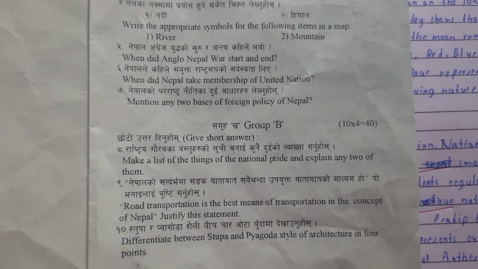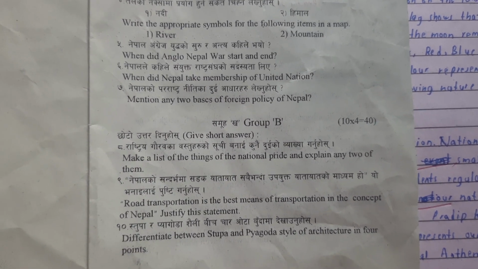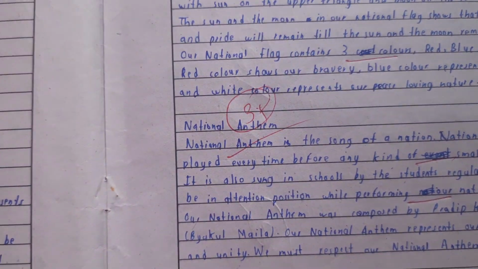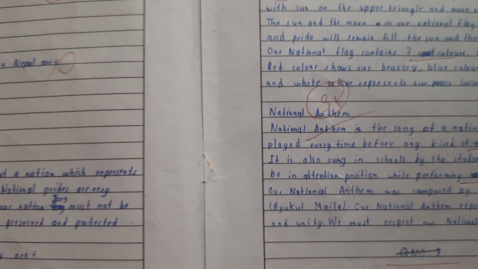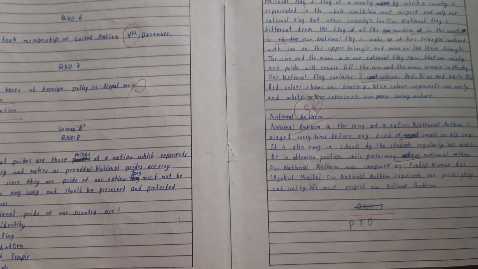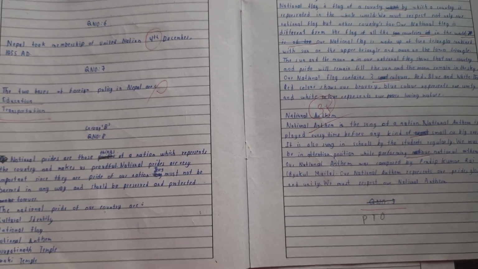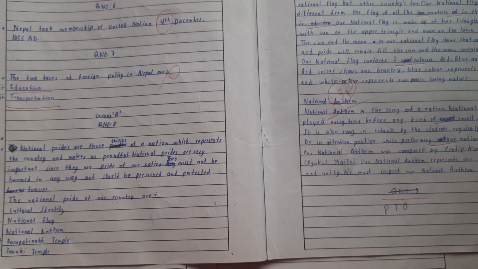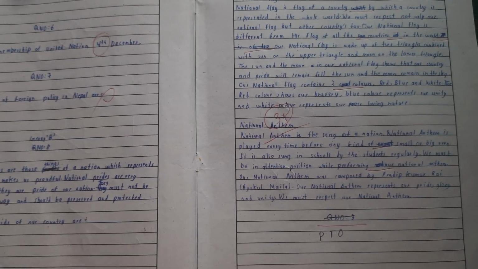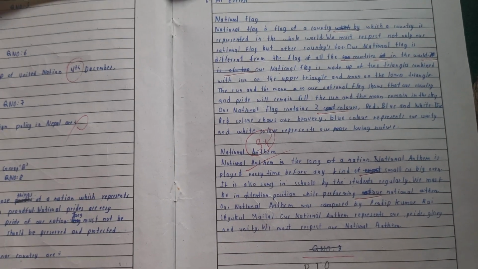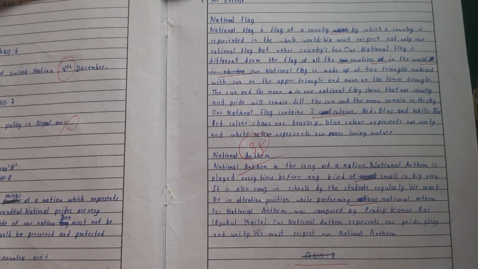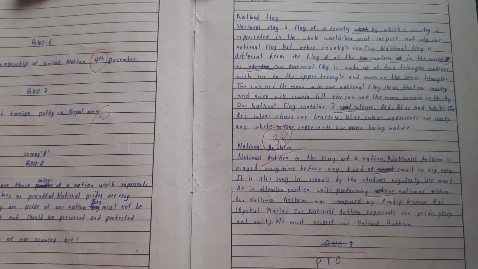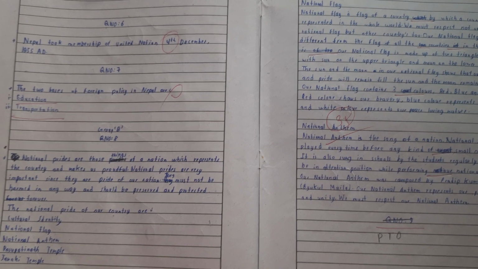Question number 8 is: make a list of things of national pride and explain any two of them. This student has written in this way, but in many places we can find mistakes, especially while writing. In many places we found cuttings, and it does not suit a good student to cut like this, I must say.